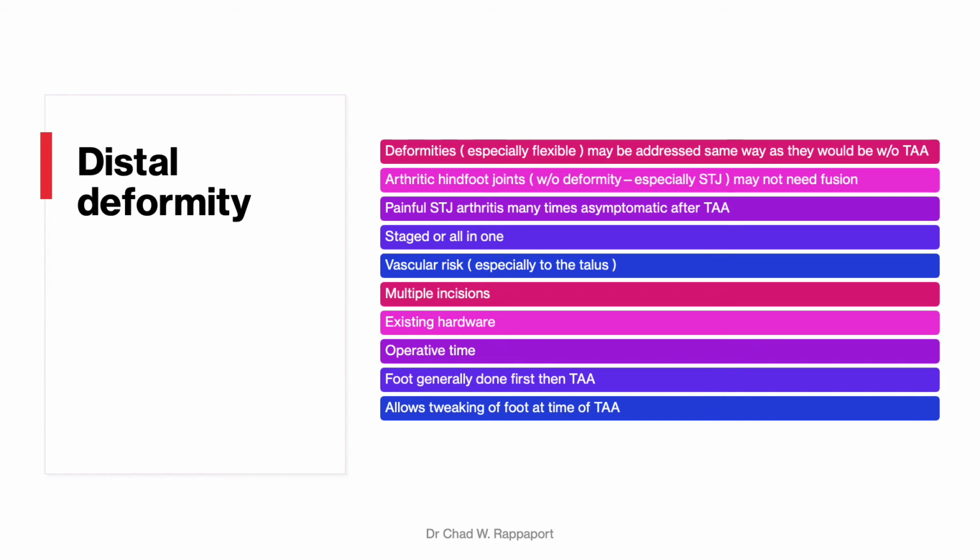Recognizing arthritic joints in the hindfoot is particularly important. And in joints that are mildly or moderately arthritic without deformity, we know that these joints may not need to be fused, because when the ankle arthritis is addressed with the prosthesis, many of these patients become asymptomatic in the adjacent joints, particularly the subtalar joint, once the arthroplasty has been performed. So once again, one needs to be comfortable with either doing this all in one setting or staging it.